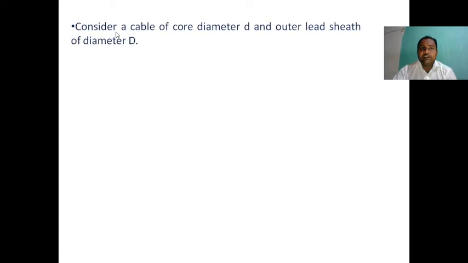So consider a cable of core diameter d and outer lead sheath of diameter capital D. As we observe in the diagram, there are a number of layers: intersheath 1, intersheath 2 and the outer layer. The core radius is taken as d by 2, the next layer d1 by 2, the next layer d2 by 2, and finally the outer layer capital D by 2.